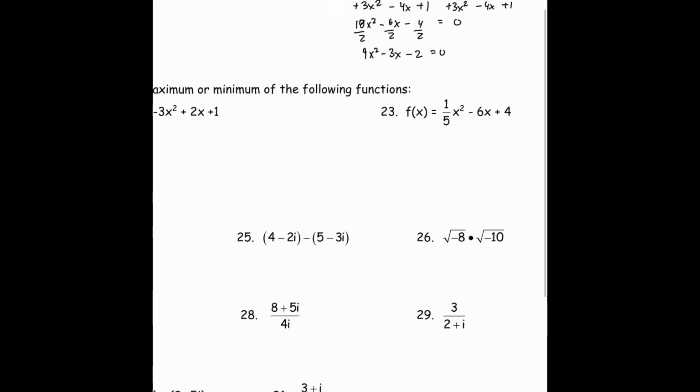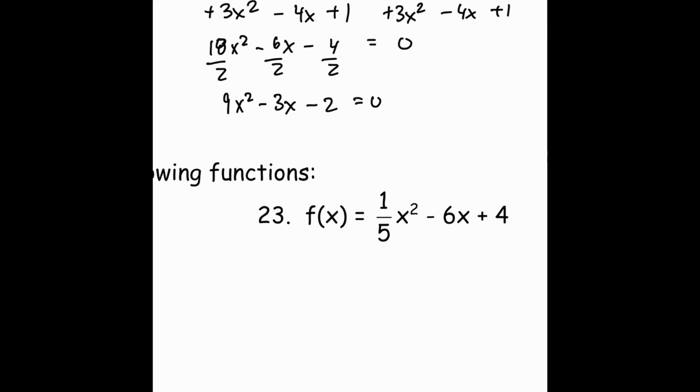Is this factorable? That's the question. Do I want to go straight to the quadratic formula, or do I want to attempt to factor this? If we try to factor it, 9 times negative 2 is negative 18, and I need two numbers that multiply to make negative 18 but add up to negative 3. What do we have? 18 and 1, 9 and 2, 6 and 3. So it's going to be 6 and 3, negative 6 and positive 3.